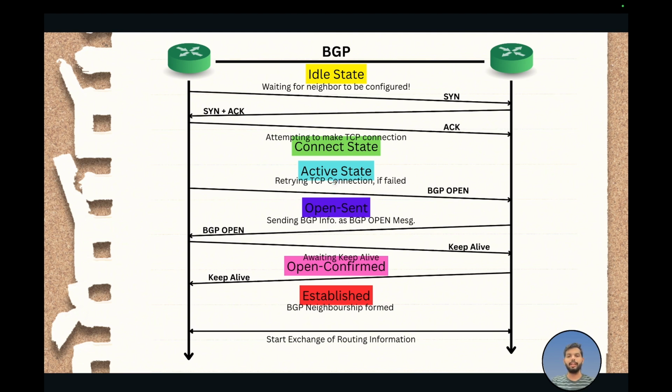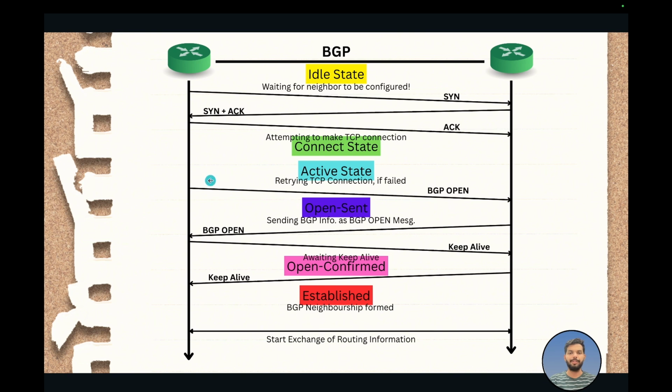In the active state, if the TCP connection has failed, it will try to connect again with the device that has been configured. If that fails, otherwise it will show as the active state. So that's the state transition happening from idle to connect to active. Now once the TCP connection is up and both devices can talk over TCP, the BGP open message will be sent.